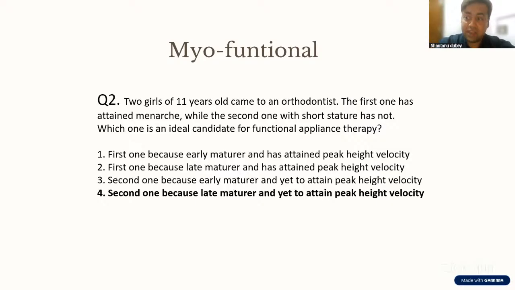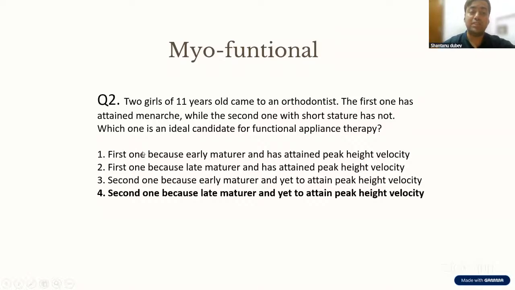Both of them are 11 years, but one has achieved menarche and the second one has not. The hint that they are giving is that the stature of the patient is short. So the question is, which one of them is the ideal candidate for functional appliance therapy? So the patient needs a functional appliance. We just have to decide which one would be a better candidate.